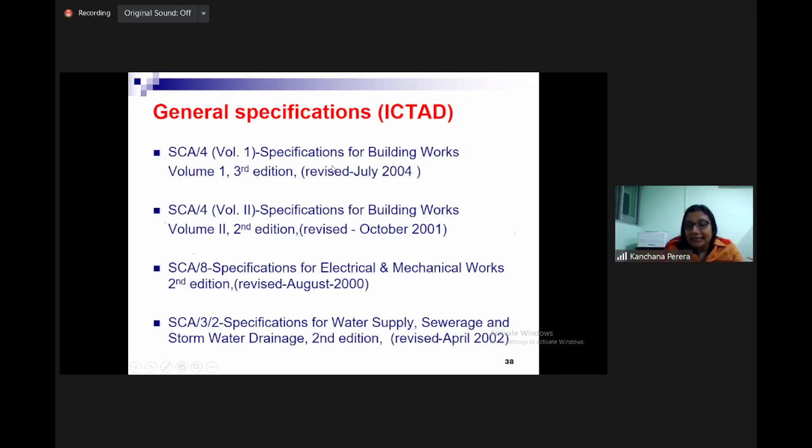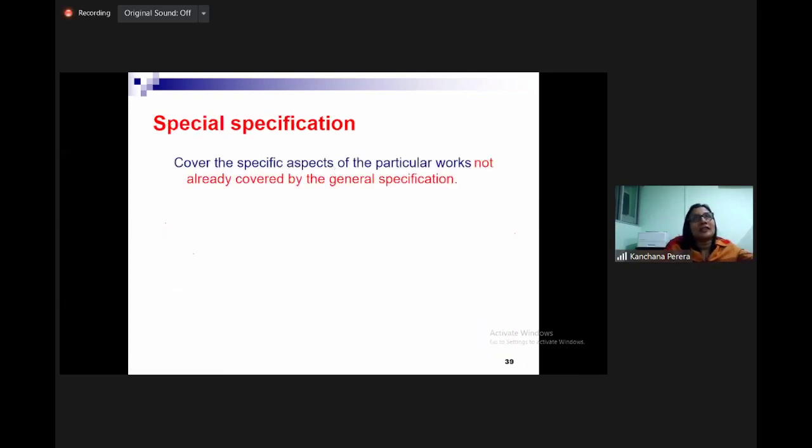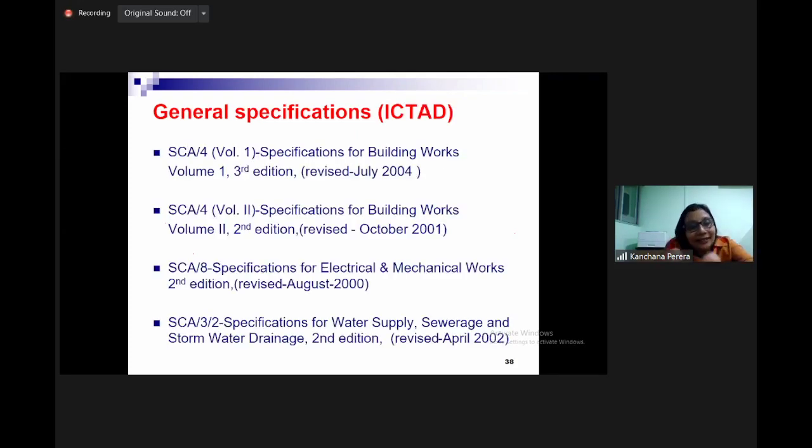If you want to delete something in the general specification, this part is not applicable. That deletion can be done with the special specification. Then add a new thing, more detail. Adding more details to the general specification can be done with the special specification. Or any alteration can be done. So what is the purpose of special specification? Adding more clauses to the general specification, deleting a clause in the general specification, or altering a specification clause with the use of special specification. What we do in a project is we attach these things.